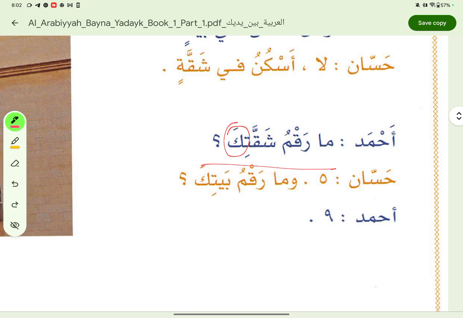If I were to say this is his apartment, this is his room, this is his house, this is your house, this is my house, these pronouns, my, his, your, their, make that noun known. Likewise, in Arabic, if I were to put the letter kaf, which means your, on the noun, it makes the noun known. In this case, we have رقم شقتك. رقم شقتك.